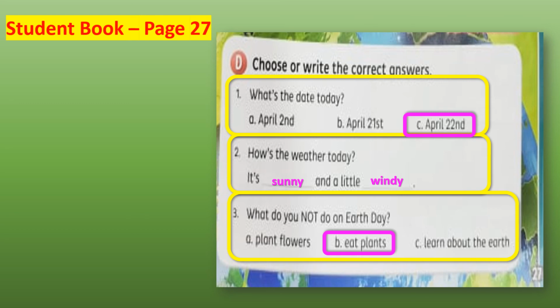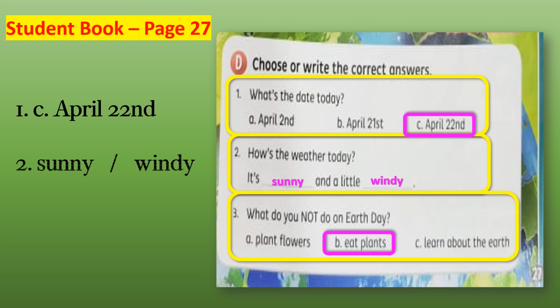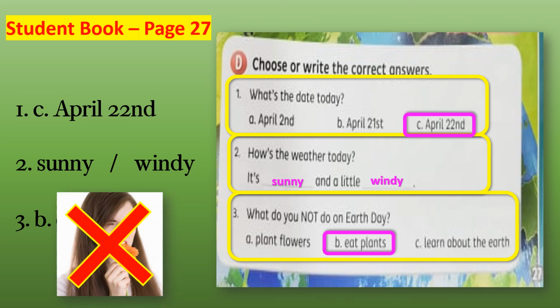Okay, so your answers are number 1, C, April 22nd. Number 2 is sunny, then windy, not windy, then sunny. And number 3 is B, eat plants. We do not eat plants. How did you do? Did you get all of the questions correct? Fantastic. Now remember, please, you do not have to upload this to the Pattaya Udom Suksa website.